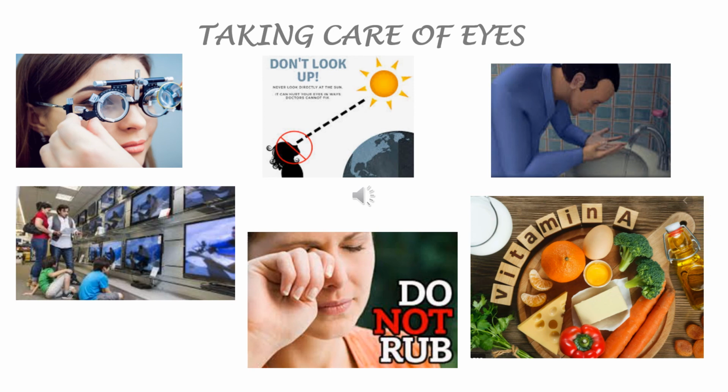Eat vegetables that contain vitamin A, like carrot, and dairy products, to keep your eyes healthy. And do not try to read in a moving vehicle, because that means you are straining your eyes. If you feel something has entered your eyes, do not rub them. Instead, wash your eyes immediately with cold water. So these are some of the ways of taking care of eyes.